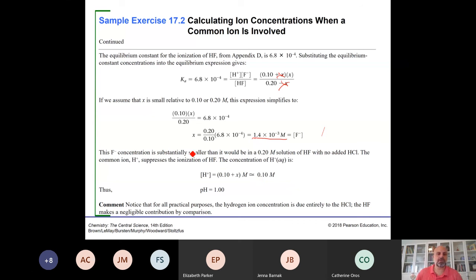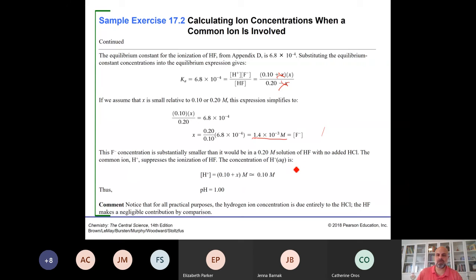So the fluoride concentration is substantially smaller than it would be in a 0.20 molar solution of HF with no HCl added. The common ion, the proton, suppresses the ionization of HF, and the concentration of H plus is essentially 0.10 plus x.